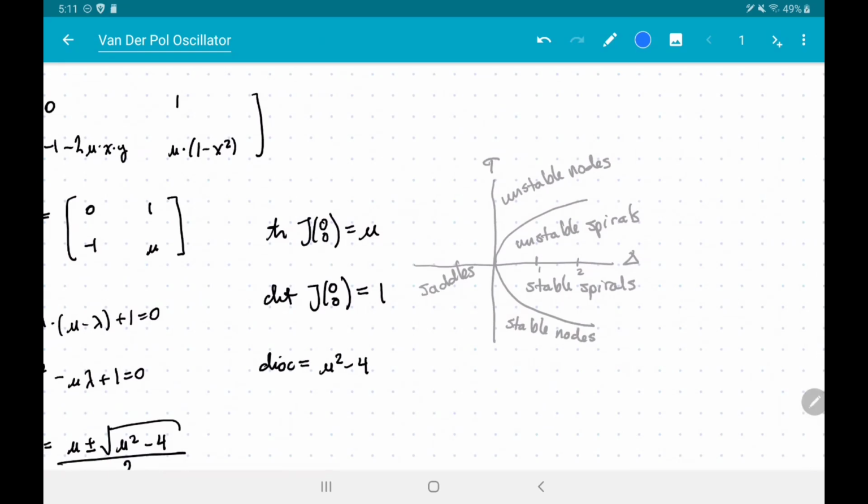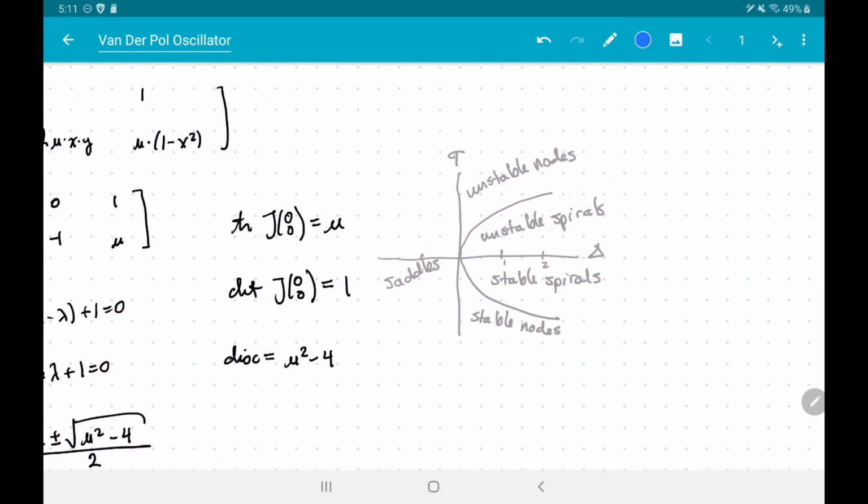So here's one way of looking at this. If you remember, there's this diagram that separates into saddles, stable nodes, stable spirals, and unstable spirals based on the determinant delta and the trace tau. Since the determinant is fixed at 1 and the trace is mu, the trace can vary, but the determinant is always going to be the same. So that means that the fixed point will always have a linearization somewhere along this line.